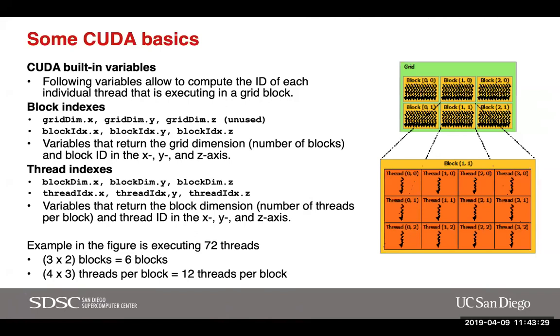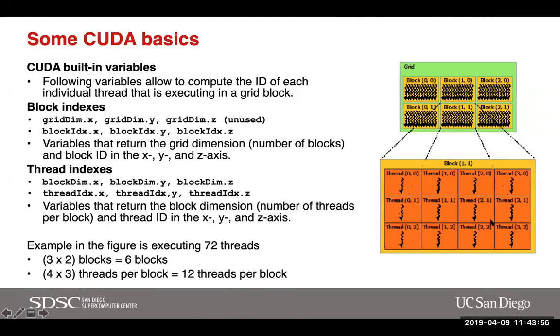And then you have individual thread indices that give you the size of the blocks, so blockDim.x, y, and z, and the thread ID within a given block. For instance, in the example on the right here, we would have a grid that consists of 3 by 2 blocks, so we have 6 blocks running, and each block consists of 4 by 3 threads.